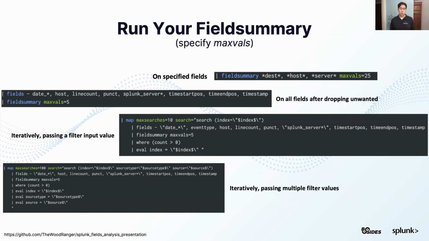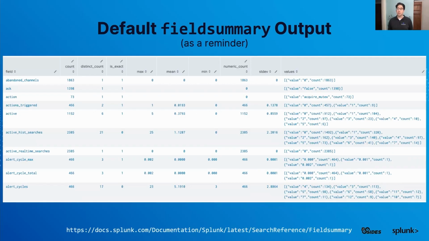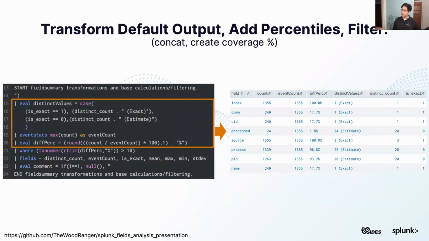Once our field summary is run, we end up back at the default output. Now, this is just a reminder so that we know where we're building from as we walk through the query. All right, so now that we've got the default output, it is time to clean it up. The way that we're going to progress through this is essentially each section of the query that we talk about will be highlighted line by line or a few lines at a time.